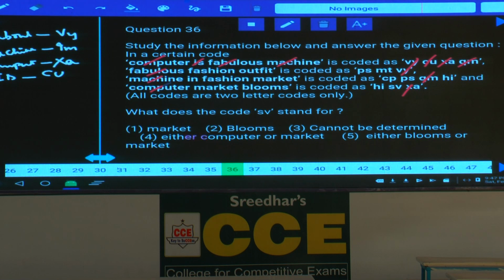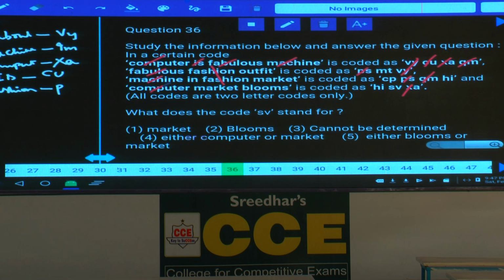Then compare the second and the third. Fashion and outfit. Tell me what is the word which is common between these two. Fashion is the word which is common. And the code which is common between these two is PS and MT. PS is common. Hence the code to the word fashion is PS. Then in the second statement, what is the word left over here? Outfit. And what is the code left over here? MT. Hence the code to the word outfit is MT.